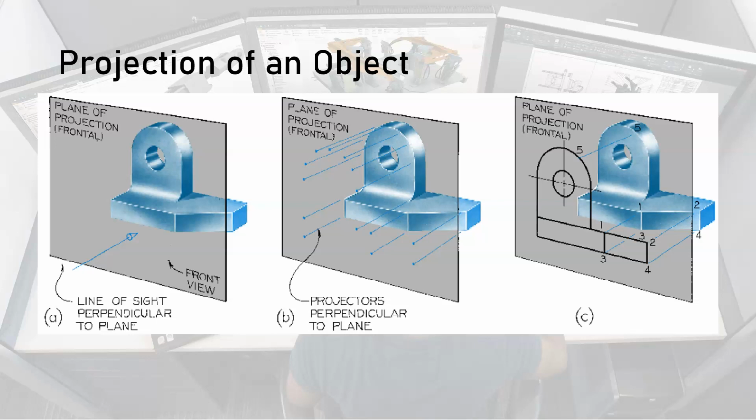It's important to note that the projection plane is always parallel to a major surface, okay? And the projectors are always perpendicular to the projection plane. This way we avoid a perspective view and we get a true two-dimensional view of the object.